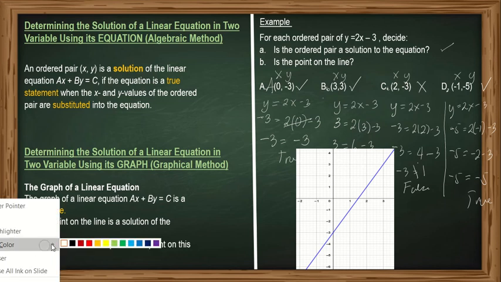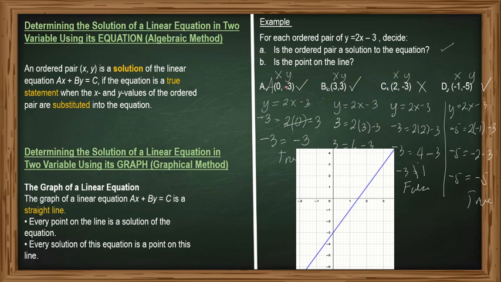Okay. So, let us start. Point A has coordinates 0 and negative 3. This is point A. How about point B? Point B has coordinates positive 3 and positive y. It's found here. So, point B lies on the line. How about point C? Positive 2 and negative 3. This point is not on the line. So therefore, it's not a solution of the equation.